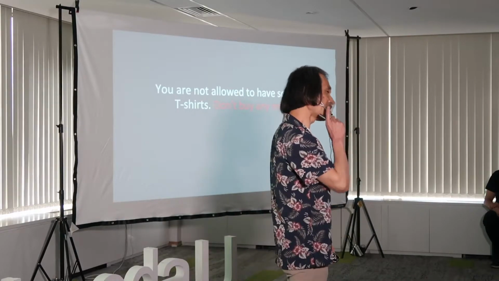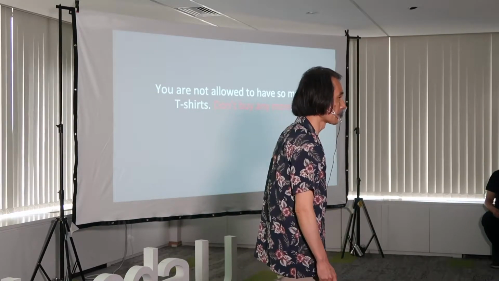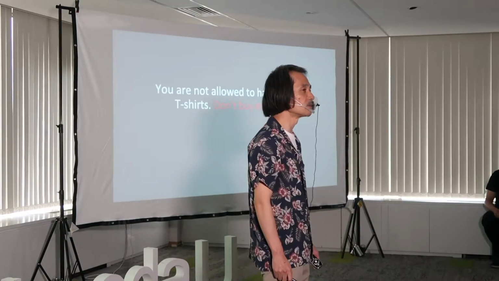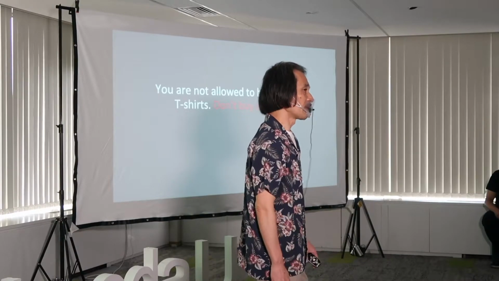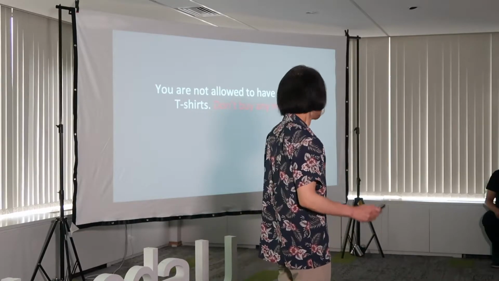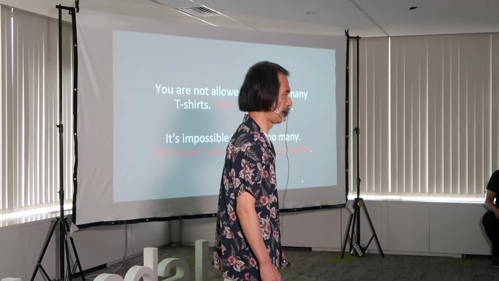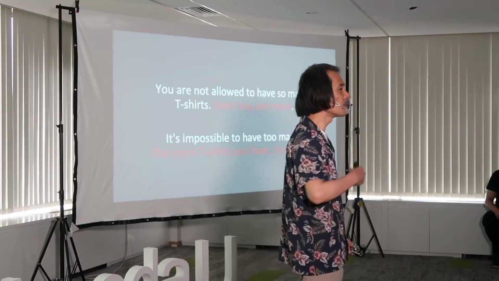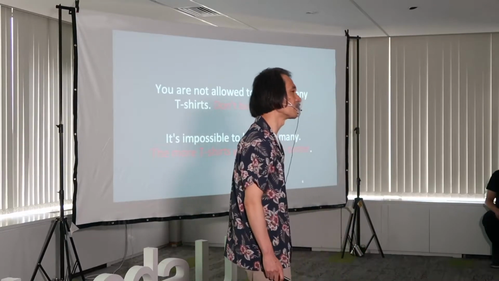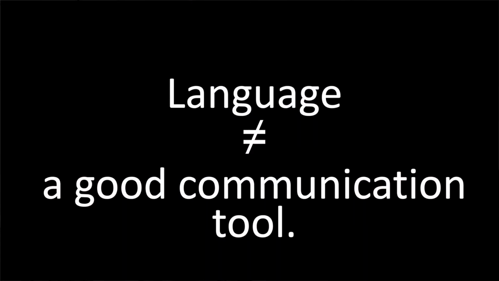Now, the other meaning is just the opposite of this one, which becomes clear in the following situation. Imagine that you have a friend who is a big t-shirt collector. This guy buys t-shirts every week saying, you can't have too many t-shirts. Now, this time the sentence means something like it's impossible to have too many. So what the guy is saying is, the more t-shirts you have, the better. Notice that this is what we are using to communicate with each other. No wonder we experience a lot of miscommunications. So now we know that language contains a lot of ambiguities. In that sense, we cannot say that language is a good communication tool.